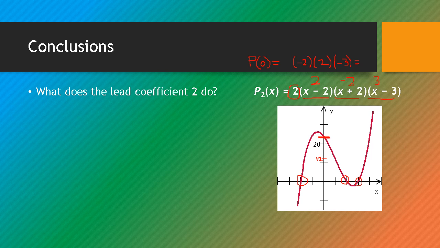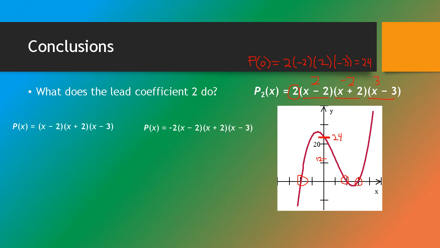In fact, to find the actual y-intercept, we still need to multiply by that 2. And therefore, 12 times 2 is 24. That's the actual y-intercept. So the role of this 2 is actually to stretch the polynomial, to make it steeper, and in this case, it doubles the y-intercept. Okay, it does not change the x-intercepts, those are set by the factors, but it does double the y-intercept.